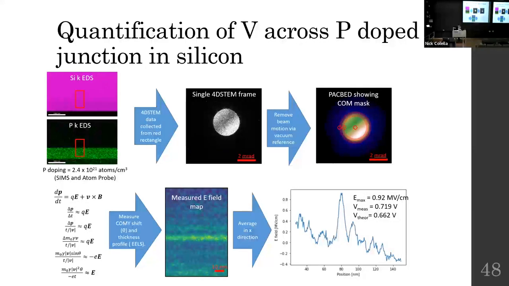And we were able to calibrate it from Maxwell's equations by looking at the angular shift of the beam. We can therefore figure out the electric field that caused the shift. And so we can map the electric field like this. And we see this nice bright line at the interface. So here is a line scan taken down here of this plot. And we can see a nice peak here. And the maximum electric field strength was just under 1 megavolt per centimeter. And our measured voltage drop was 0.719 volts. And the theoretical was 0.662. So I need to put some error bars on here clearly. But that's actually pretty good for this kind of measurement, especially as this is a very small shift that we observed.